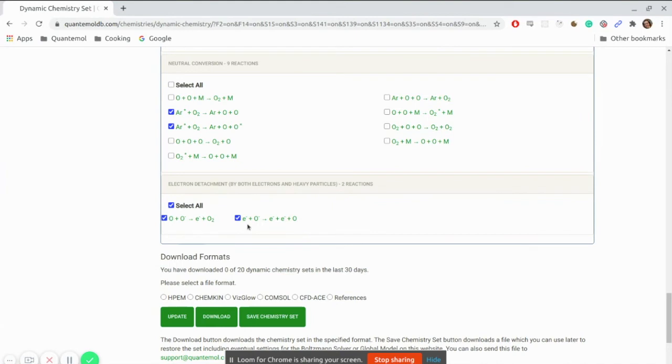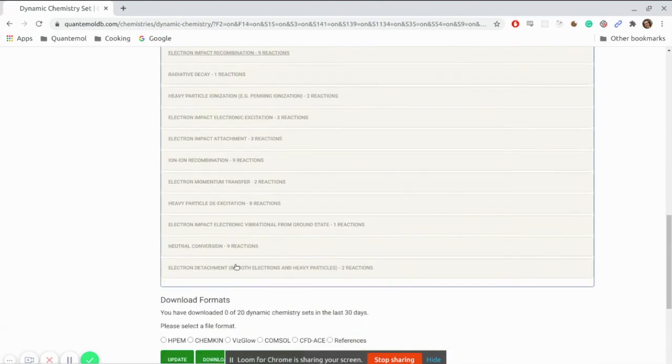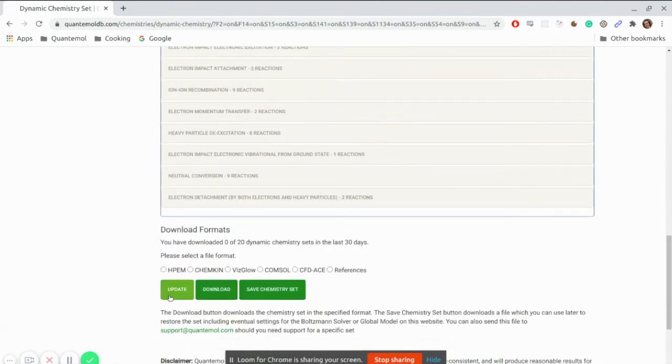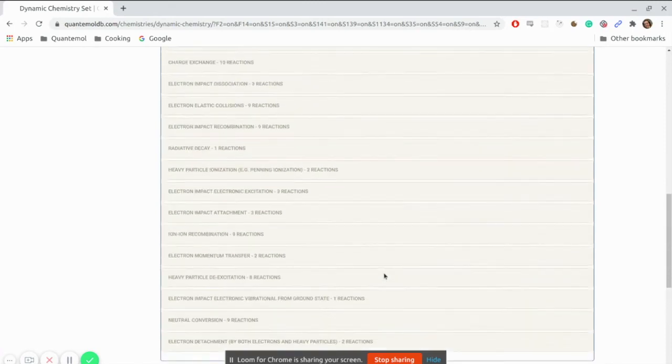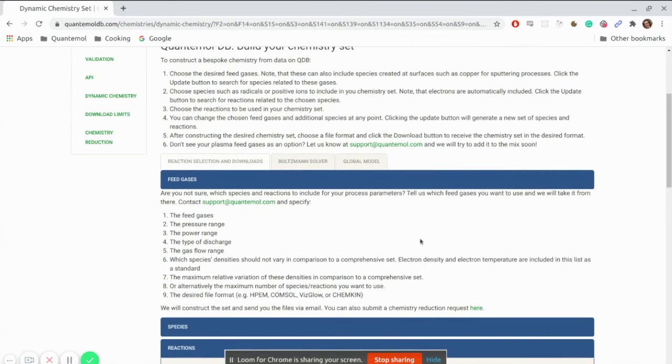And now I can click on update. That's an important step. So now what we can do is we have three options, or we can download it. If you have gold membership, you can download it in any convenient format, and we work together with different companies, like, for example, people who use CFDRC or COMSOL or VisGlo, so we can download it. And additionally, you can save a chemistry set and then retrieve it for modeling in the tools available online.